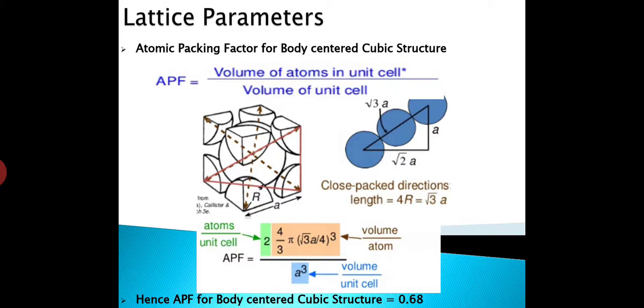So again, the green color shows that n average is 2 for the BCC structure. Then the volume of atom is 4 by 3 pi r cube, where instead of r we have used this geometry, that is r is equal to root 3 a divided by 4. Then the blue color shows the volume of the unit cell, that is a cube. So we put all values, and we get APF is equal to 0.68 for the BCC structure.